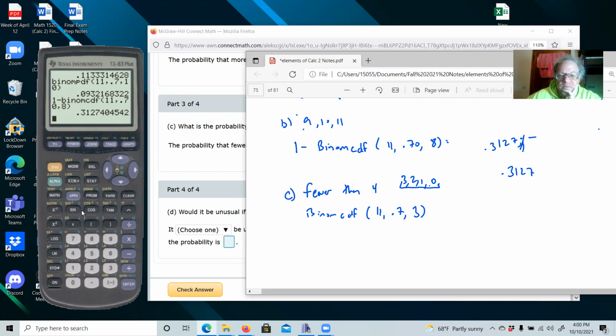Okay, so we're going to say second function, binomial. All right, we have 11, comma, 0.7, comma, 3. This will count up to 3, right? And they want fewer than 4. So there we go. 0.00429 and some more zeros. So it's 0.0043. So 5% would be here. This is less than 1%, right? This is almost 0.5%.